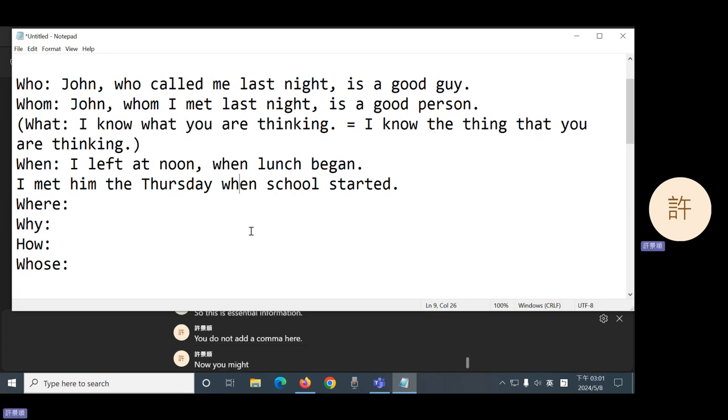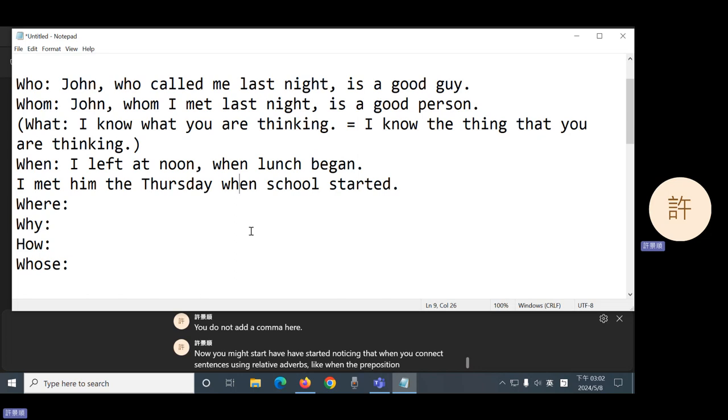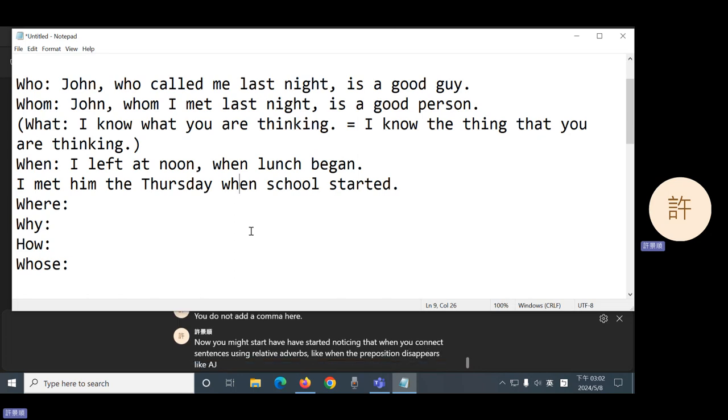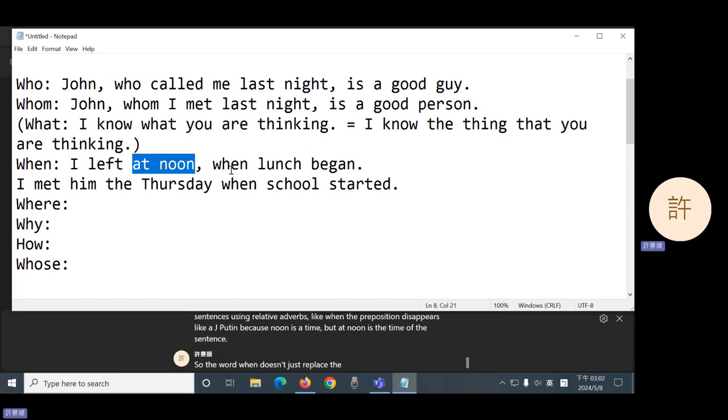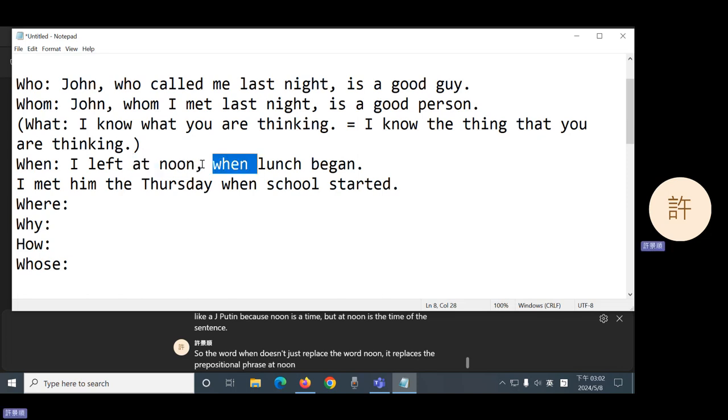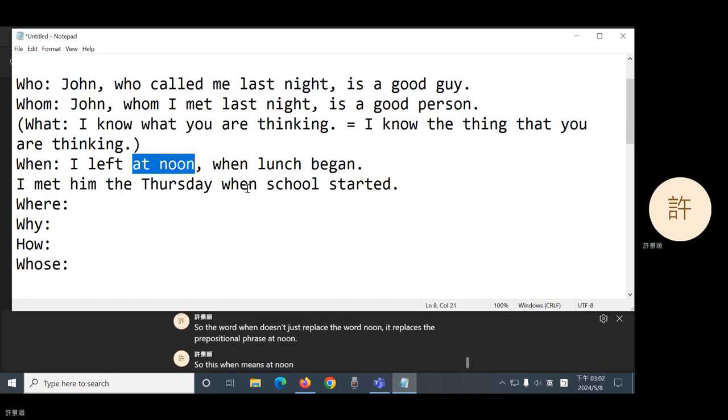Now, you might have started noticing that when you connect sentences using relative adverbs like when, the preposition disappears. 那个介系词会不见, because noon is a time, but at noon is the time of the sentence. So the word when doesn't just replace the word noon, it replaces the prepositional phrase at noon. So this when means at noon. This when means on Thursday.